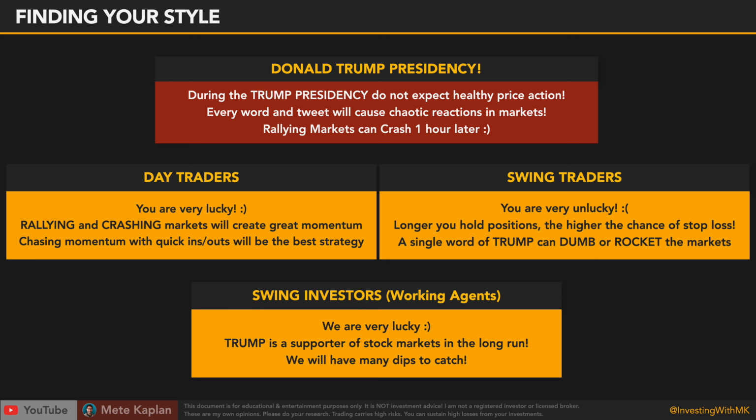However, for swing investors, especially with my working agents, it will probably be heaven. Trump is a big supporter of the stock markets in the long run. Whenever he causes a big crash, it will be great for us to buy the dips with the working agents.